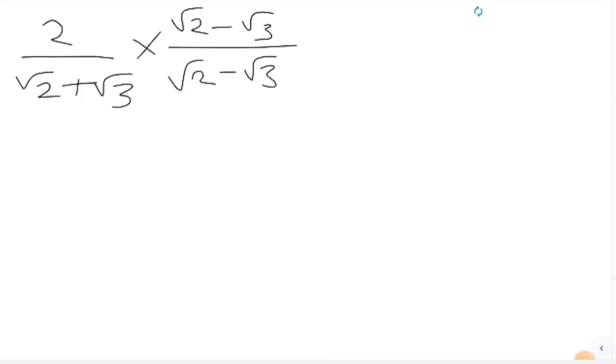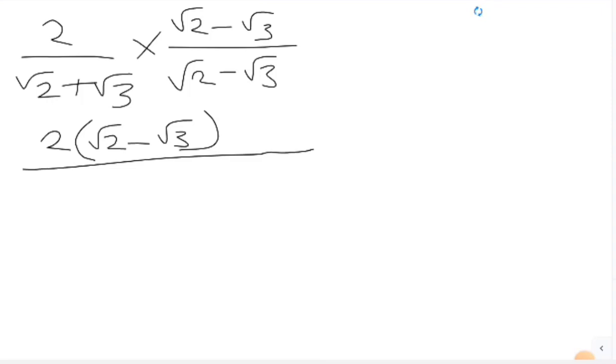Next, you open brackets, and that will be 2, open brackets, the square root of 2 minus the square root of 3. So we have our 2 times everything here, the square root of 2 minus the square root of 3, and you have it up here as our numerator.